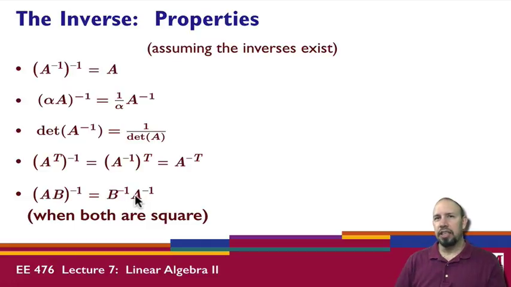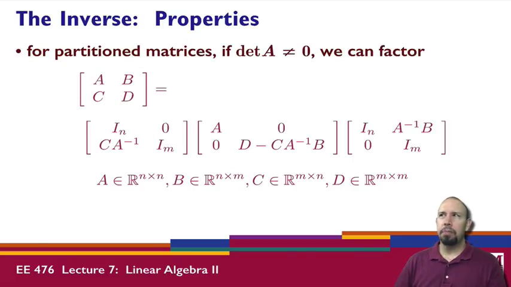So this is a similar property to the transpose, again, when both are square and invertible. So lots of properties of the inverse. Now for partition matrices, if the matrix A, the submatrix A, is non-singular, that is, it has non-zero determinant, then we can factor this matrix into a product of three matrices.